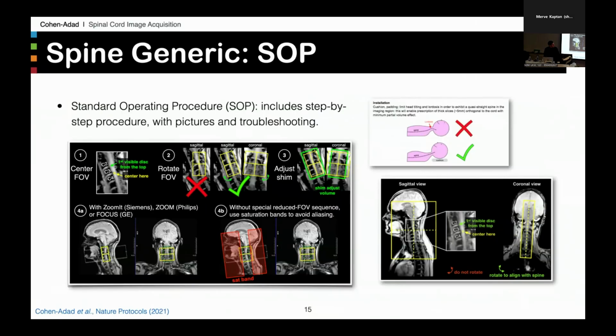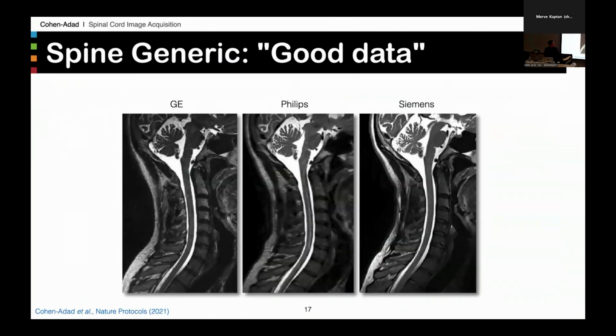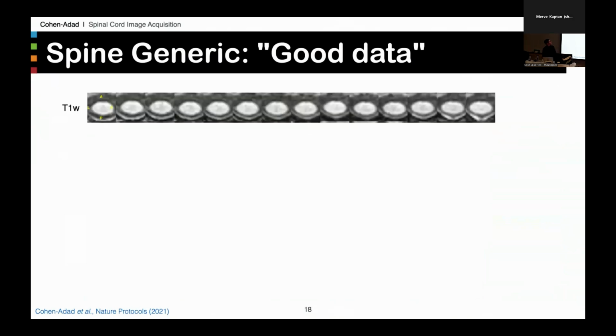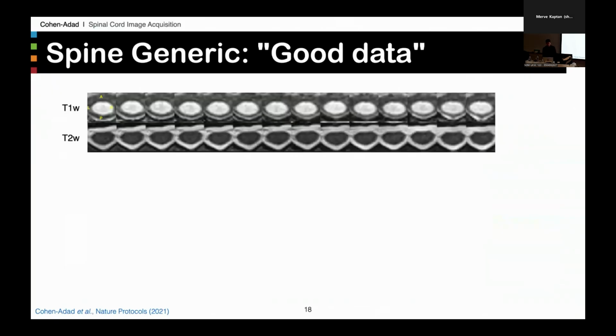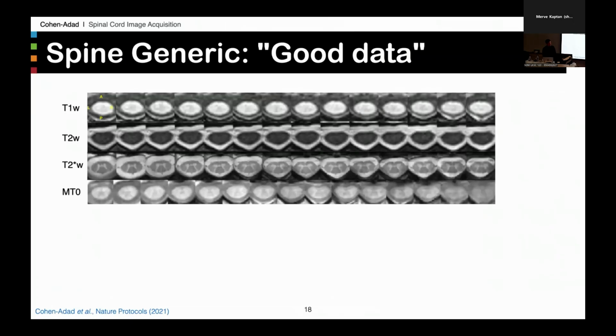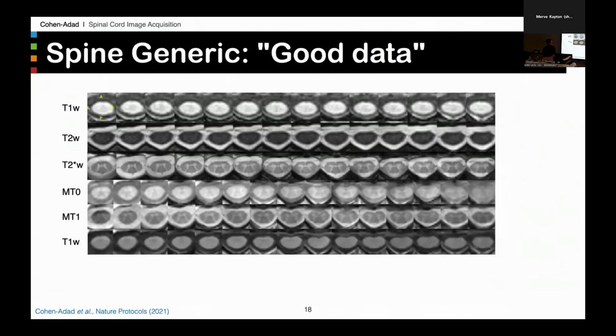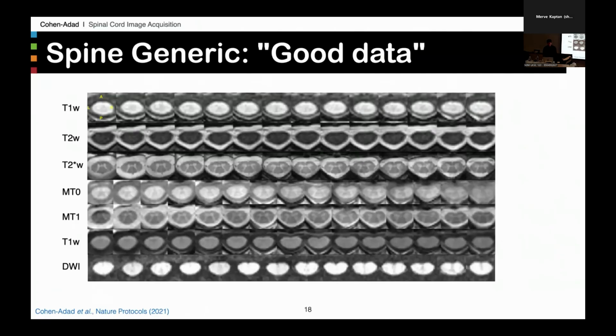Okay, so that being said, the first images we got with that protocol across vendors were pretty satisfactory. In terms of harmonization, we were trying to get similar images across vendors. So that's the T2-weighted image, sagittal, and then axial images for T1-weighted from the MPRAGE, T2-weighted, T2 star-weighted. That's from the MT protocol, MT1. That's the T1-weighted from the MT protocol to be able to compute the MT stats, and the diffusion-weighted imaging.